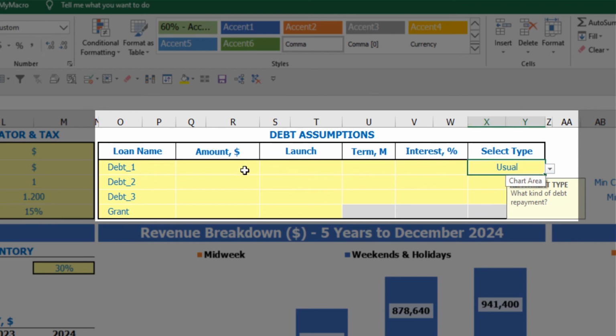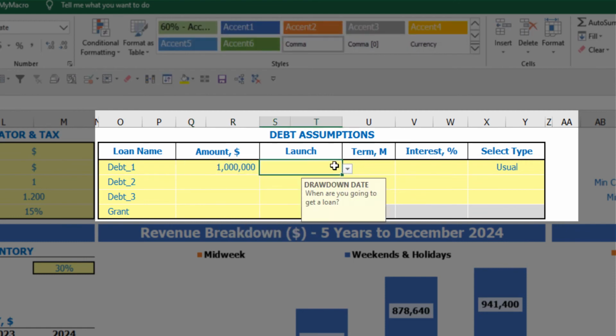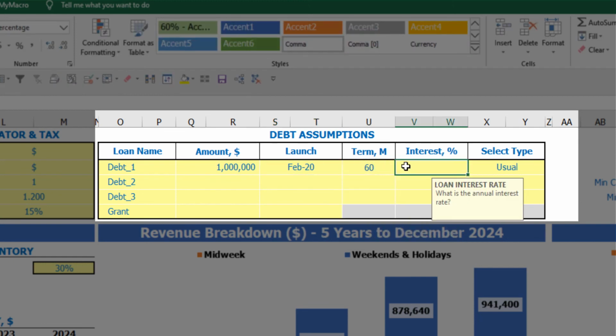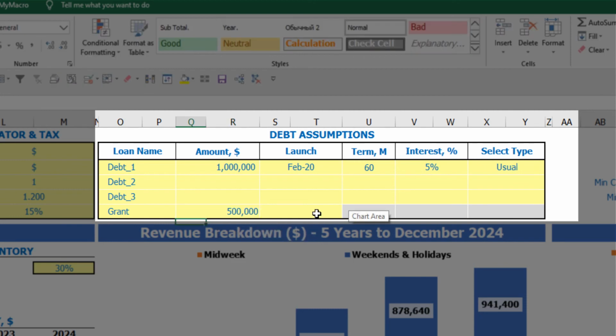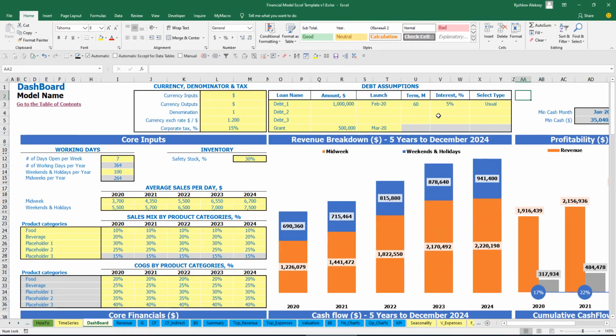Let me give you an example of how it works. You may input some amount of the debt, the launch date, the term will be 60 months, and interest can be 5%. You may also input a grant, which is just a simple amount paid in some specific months, and that's it. No repayments, no terms in terms of interest.